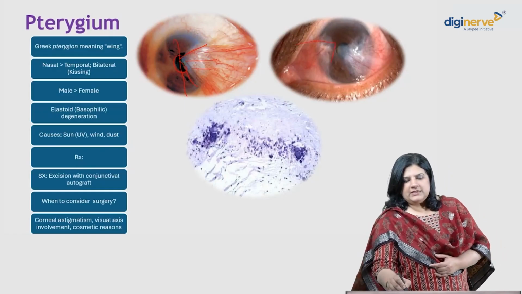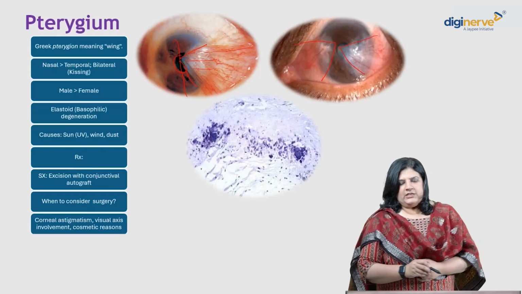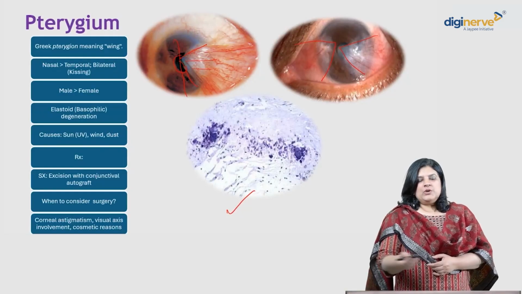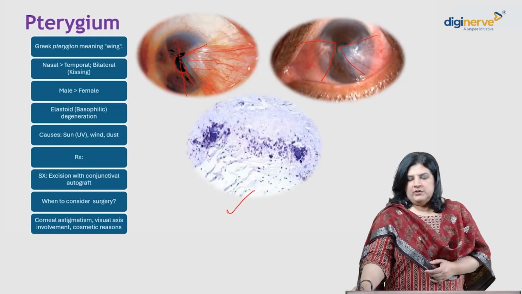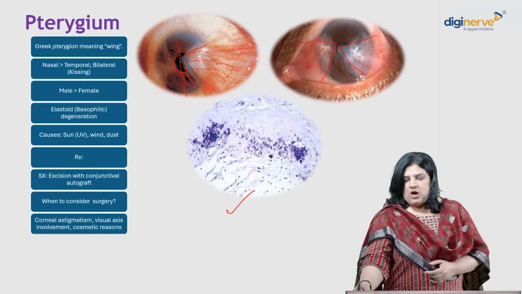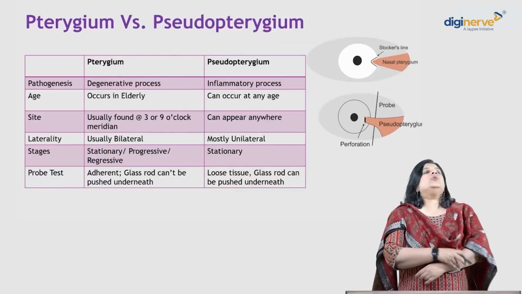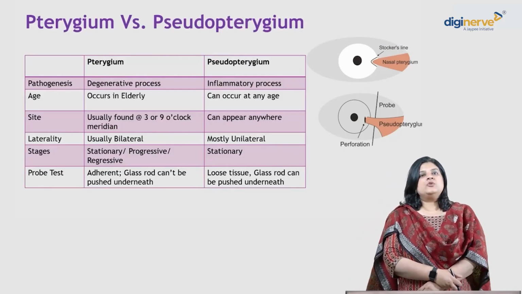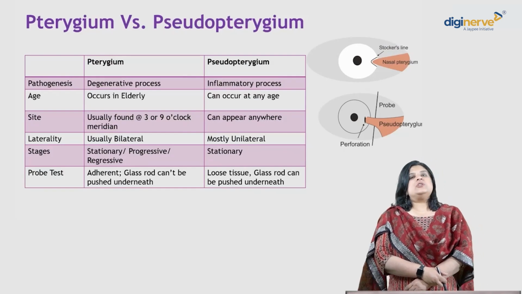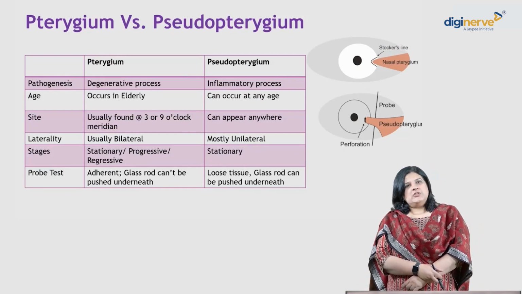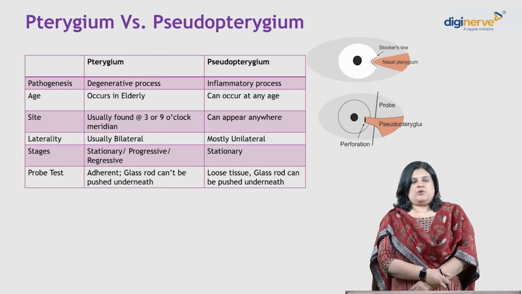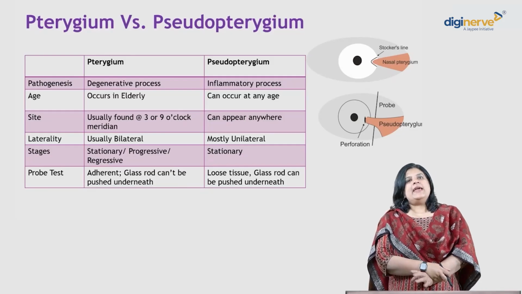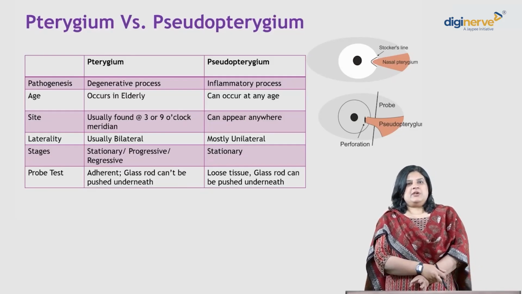So here we have a kissing pterygium, nasal and temporal pterygia coming together, and this lower image shows the basophilic degeneration. So you can have either of these images in your paper and you can figure out which option suits the best. It's also important to differentiate between pterygium, which is a true pterygium, and pseudopterygium. Now, pterygium actually is a degenerative process, and pseudopterygium, on the other hand, is an inflammatory process. Pterygium occurs in elderly individuals, while pseudopterygium can occur at any age where there is excessive inflammation in the conjunctival and corneal area.